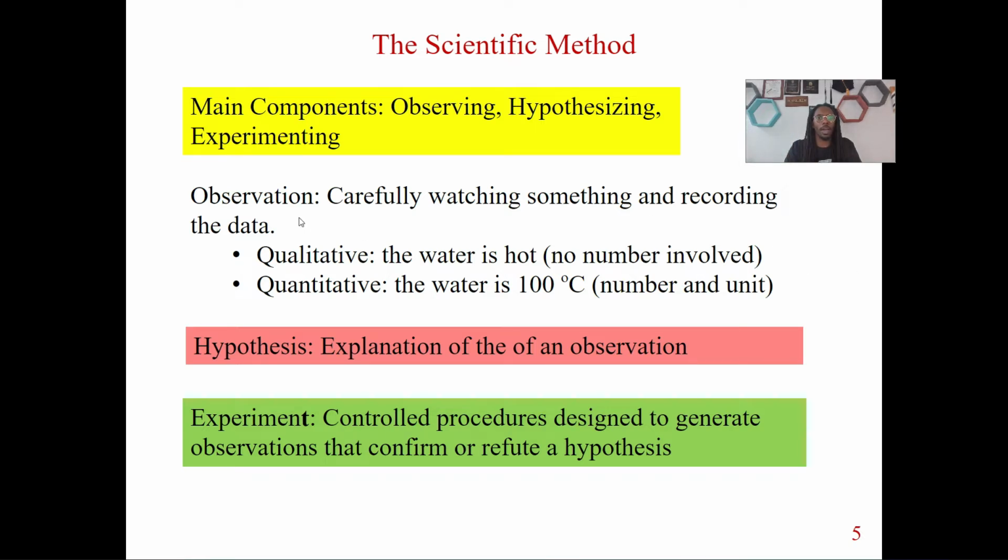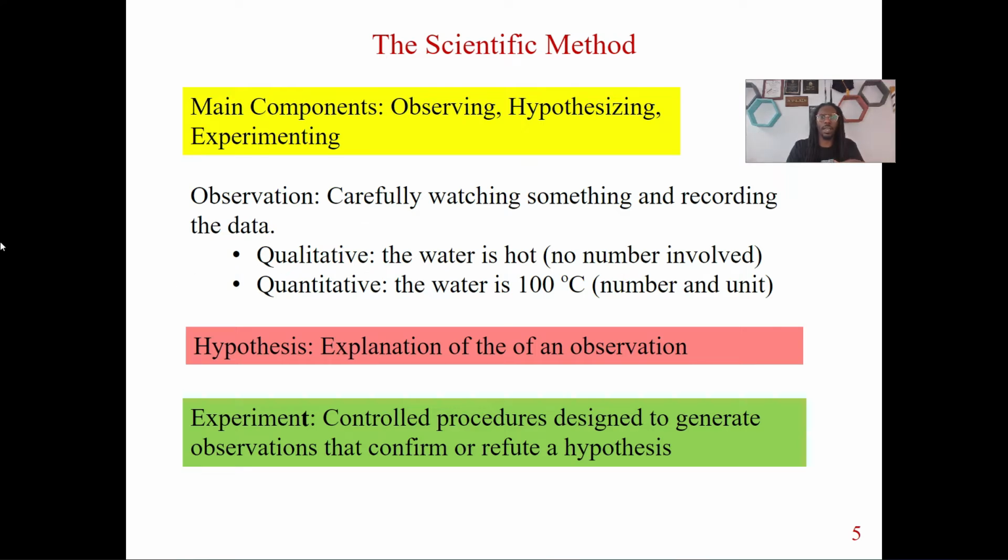Okay, let's first talk about observation. So basically, observation is when you are carefully watching something and then you are recording that data. For instance, let's look at this observation. There's 2 types of observations here. You have a qualitative and then you have a quantitative. Qualitative, you can think of this as a qualitative observation is basically there's no type of numbers involved at all. You are literally describing what you see.